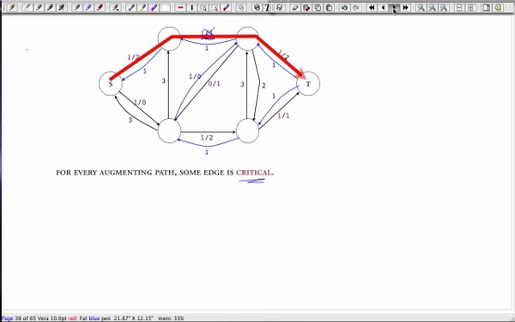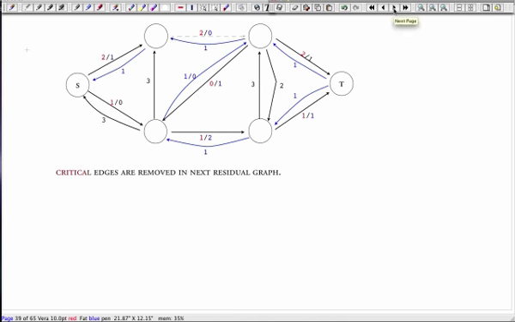So the point of the analysis is that the edge that's critical along an augmenting path. Everybody know what a critical edge is? That's the one where the amount of flow that you're pushing is equal to the capacity of that edge. And that critical edge is removed in the next residual graph. And so here's the question that we're going to ask. How many times can an edge get critical?